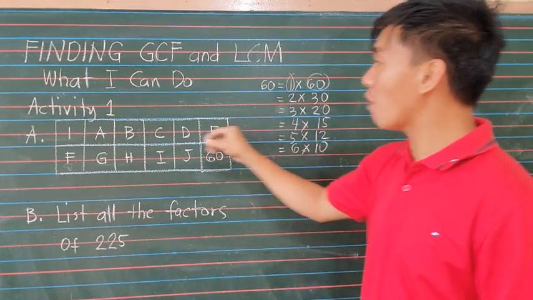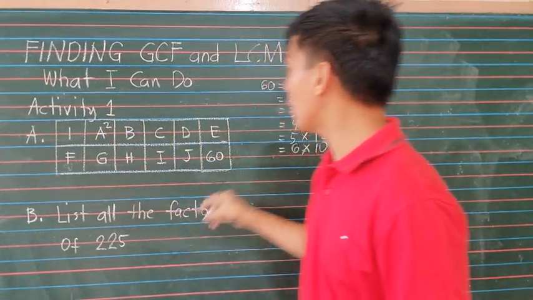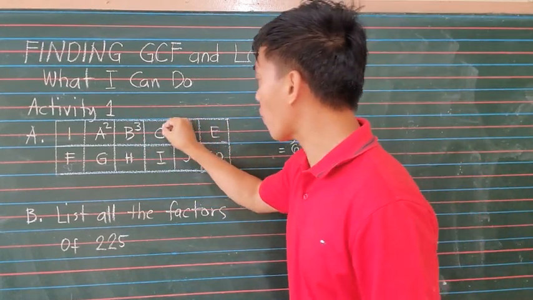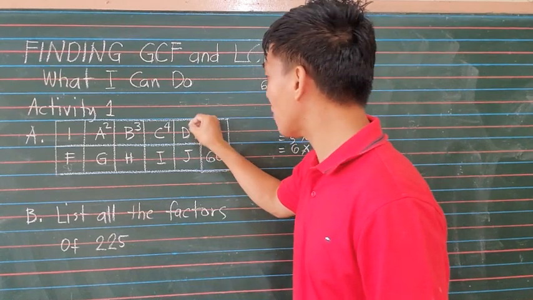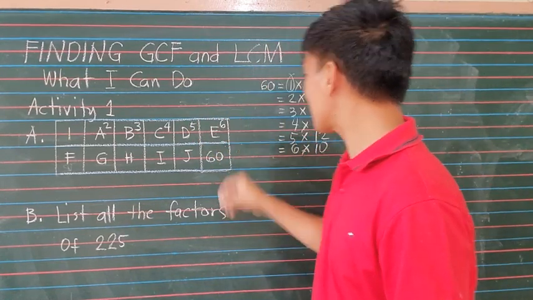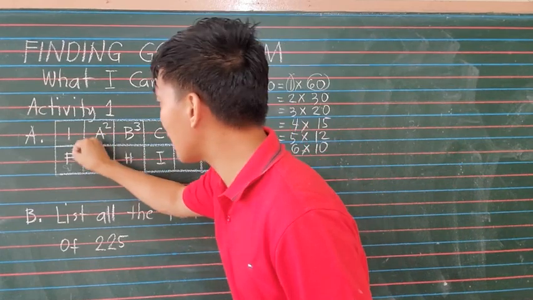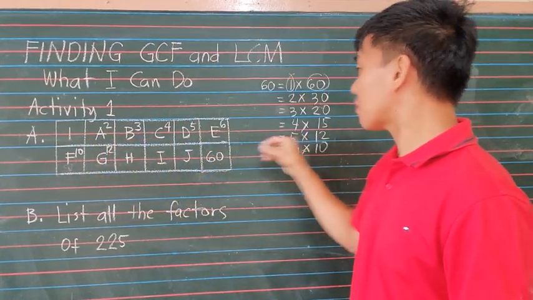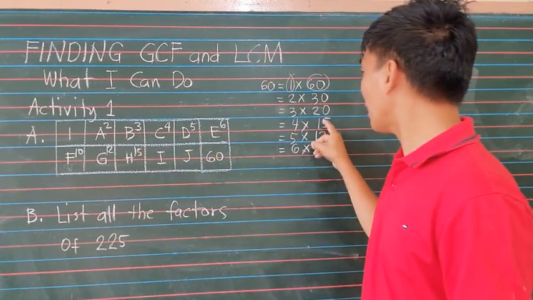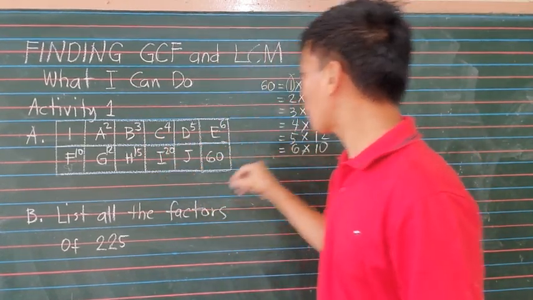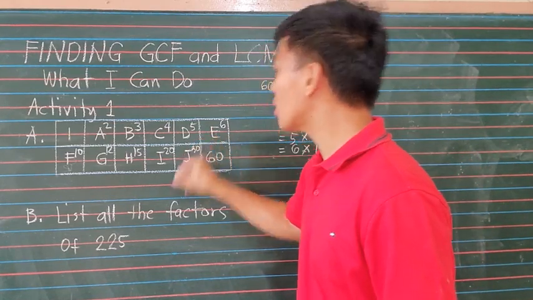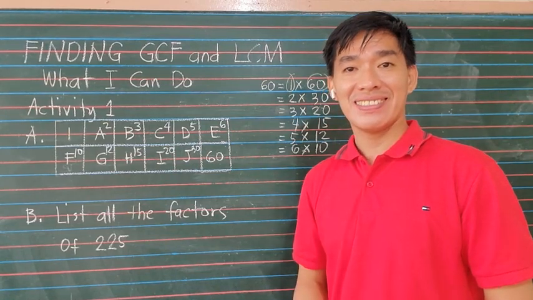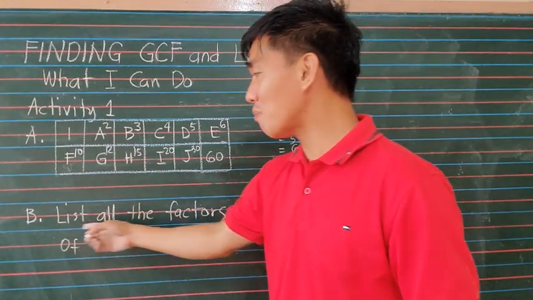So the value of A is 2, the value of B is 3, the value of C is 4, D is 5, E is 6, of course F is 10, G is 12, H is 15, I is 20, and of course J is 30. So those are the values of these letters. Now let's proceed to letter B.